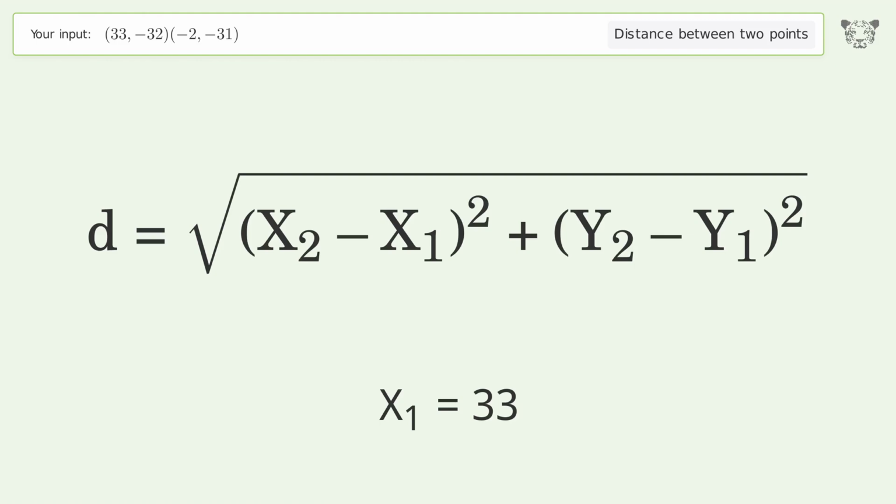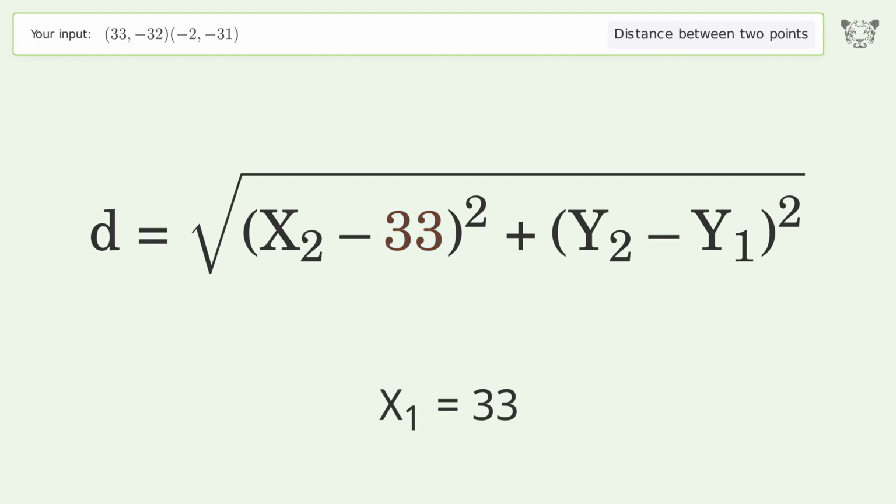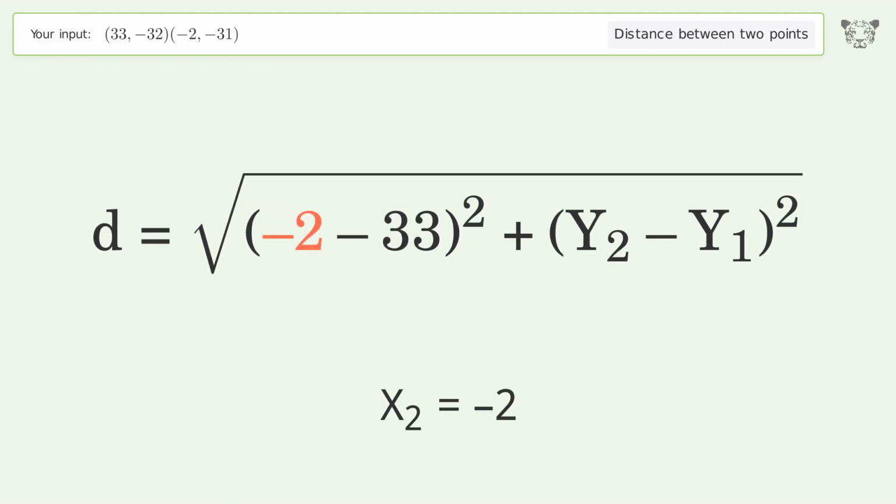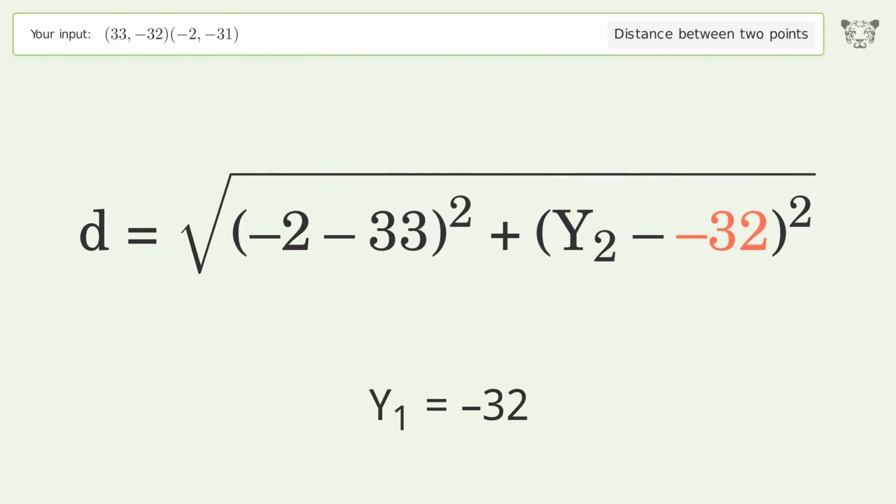x1 equals 33. x2 equals negative 2. y1 equals negative 32. y2 equals negative 31.